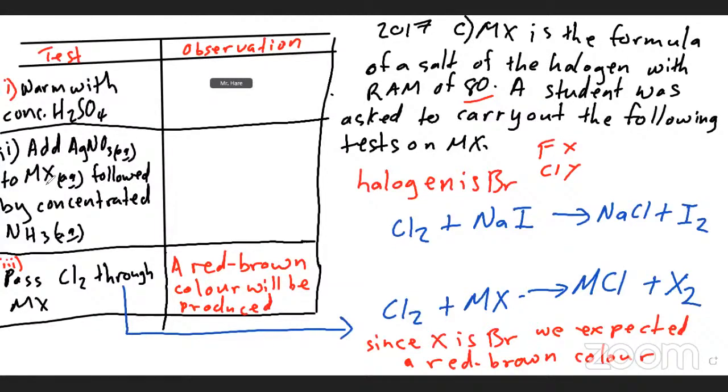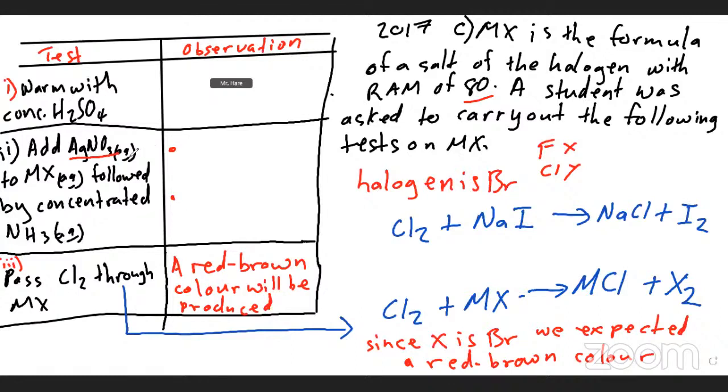All right, for this one now, we are testing again for the bromide ion, which is a halogen. If we add silver nitrate, we are testing for the halogens. We need the table, and it gave us 2 marks. So we're going to need an observation for silver nitrate, and an observation for concentrated ammonia.